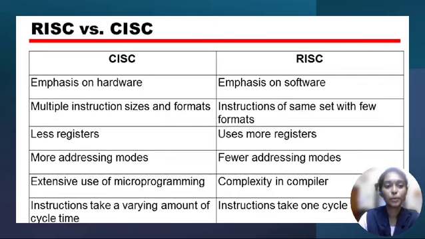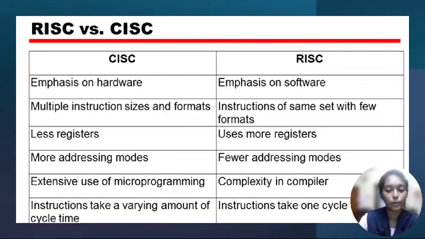As we saw in the previous slide, RISC versus CISC. RISC is Reduced Instruction Set Computer and CISC is Complex Instruction Set Computer. Here is the comparison of CISC and RISC. CISC emphasizes hardware, and RISC emphasizes software. CISC has multiple instruction sizes and formats, while RISC instructions of the same set have few formats. CISC has fewer registers, RISC has more registers than CISC. More addressing modes are in CISC, and RISC contains fewer addressing modes.